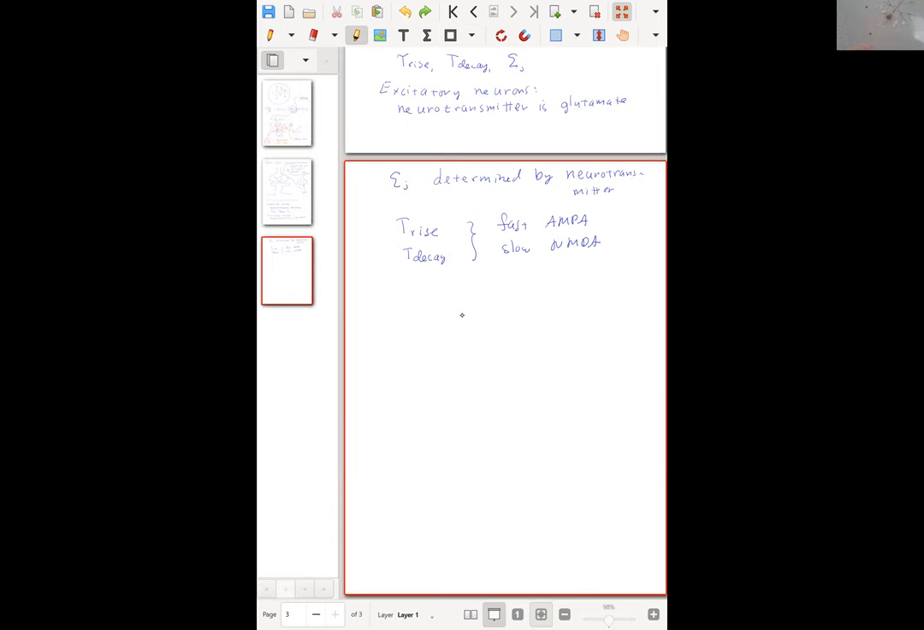for excitatory synapses, if you want to do realistic modeling, then Wij should really be replaced by Wij AMPA, gJ AMPA, plus Wij NMDA, gJ NMDA.